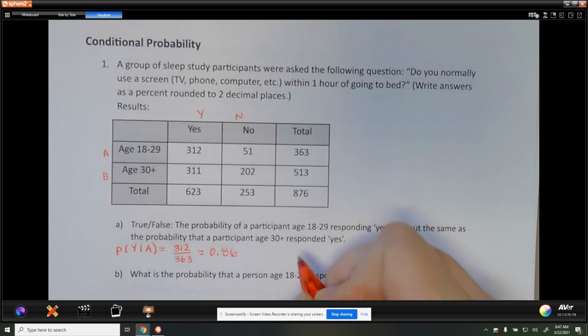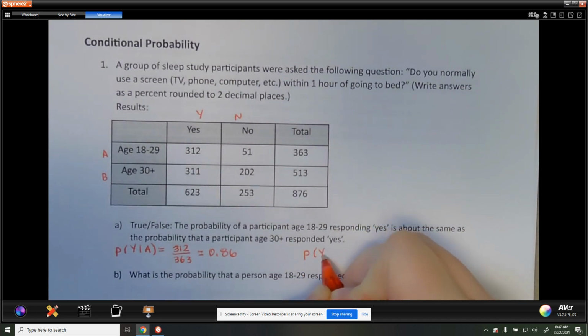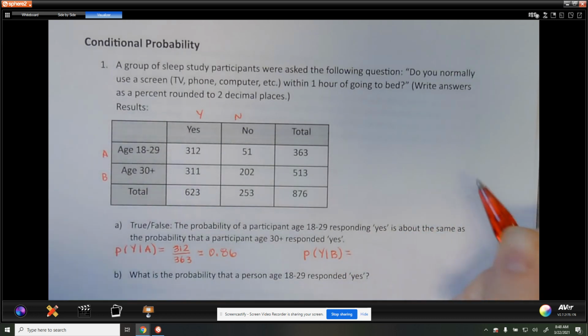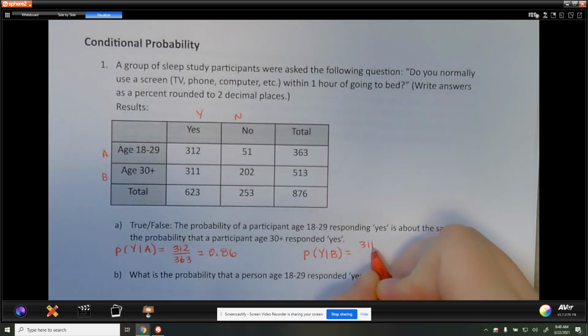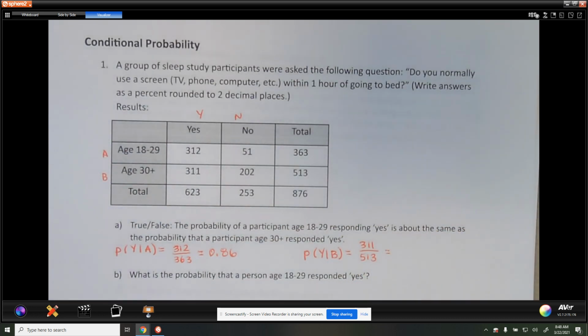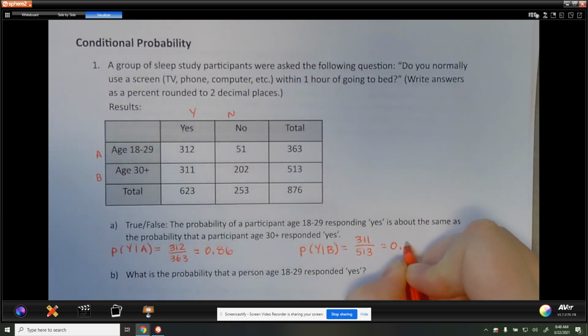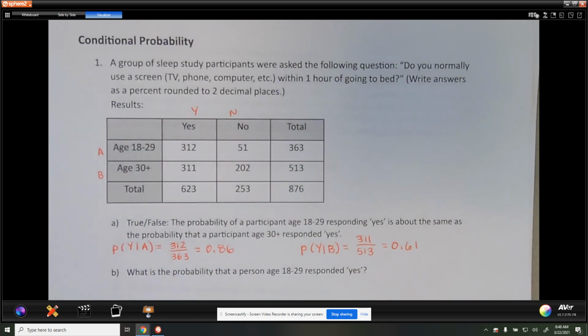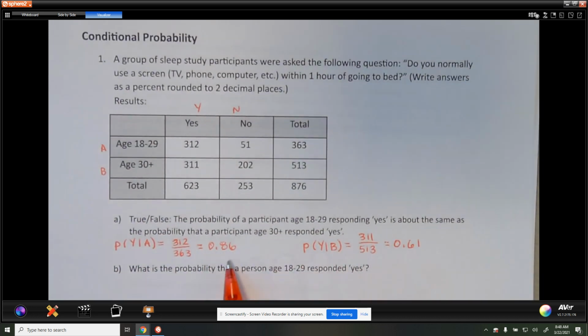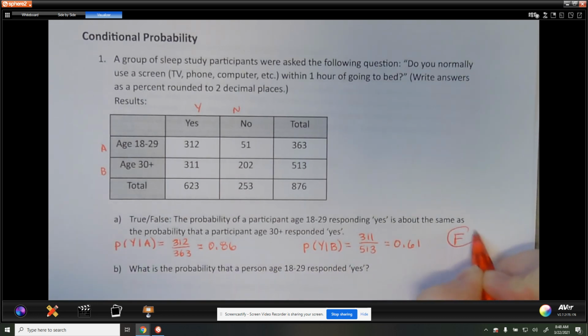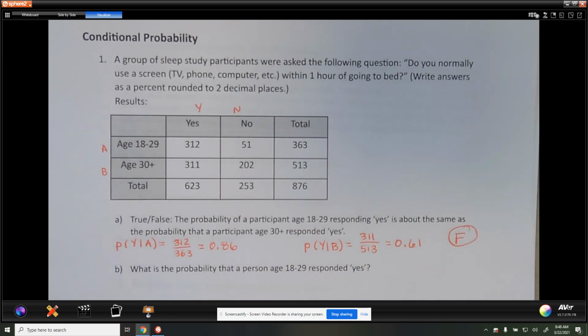All right, so then let's compare with the probability of responding yes given being in group B, 30 years or older. All right, so that's 311 people total out of 513. And that's 0.61 about. Okay, so these are not close. This is false. The probability of a participant age 19 to 29 responding yes is about the same as the participant 30 years or older? No, they're very different.